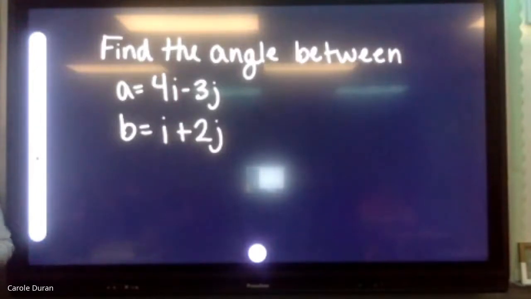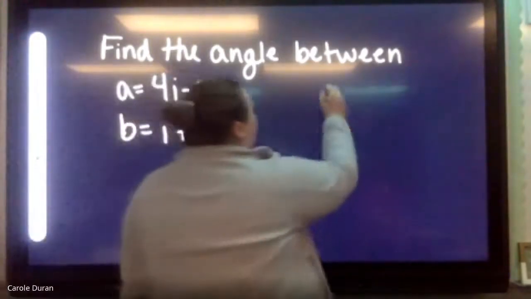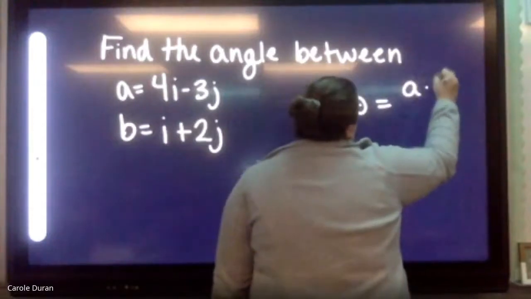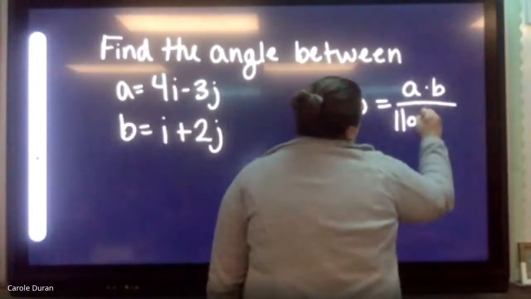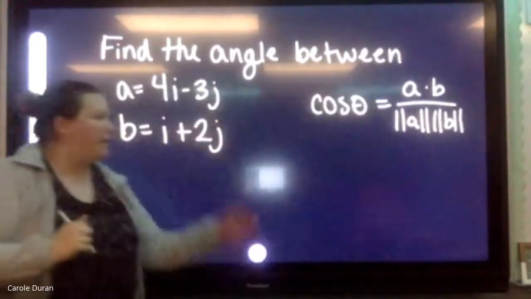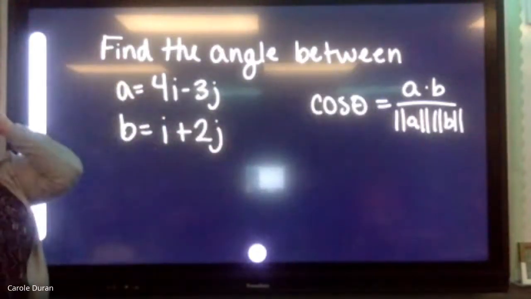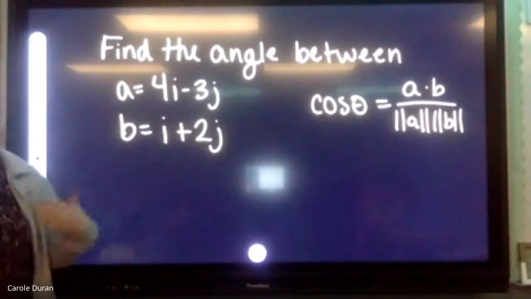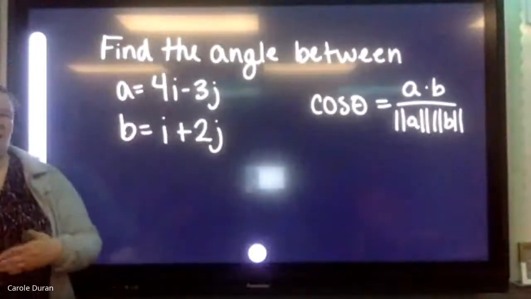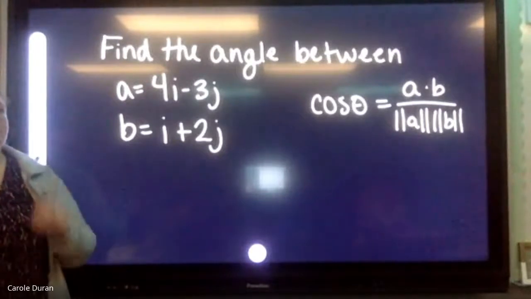So anybody who's done this already knows that to compute the angle between two vectors, I need to identify the magnitude of the two vectors, and I need to know their dot product. Because the cosine of the angle between two vectors is equal to the dot product divided by the product of the two magnitudes together, and then I have to take the cosine inverse to get the angle. So we're going to start with the dot product.